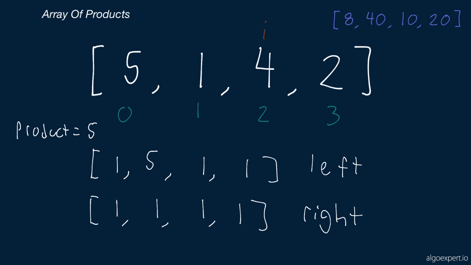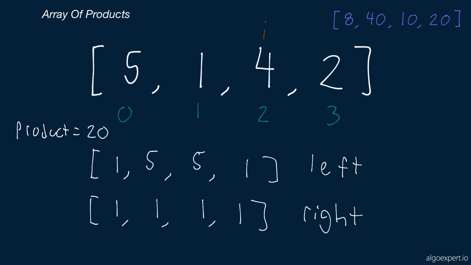Now we're over here, I is at position 2. Same thing, we're going to insert whatever the previous product is into the left array at this position. So we're going to put a 5 right here. We're then going to multiply our product by whatever this value is. This is 4, and so our product now becomes 20.